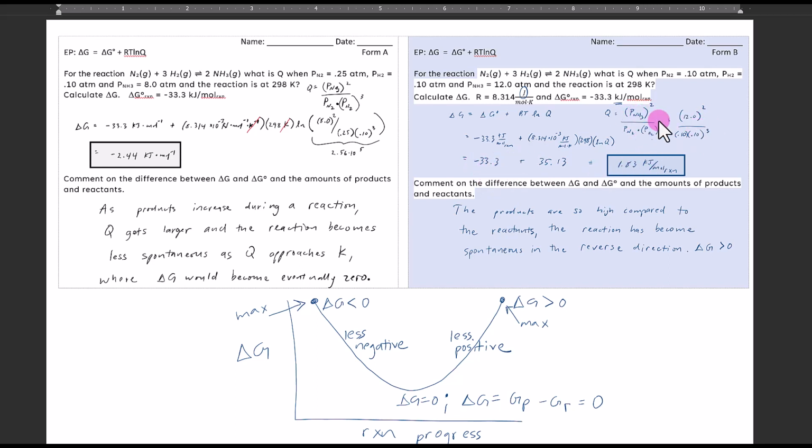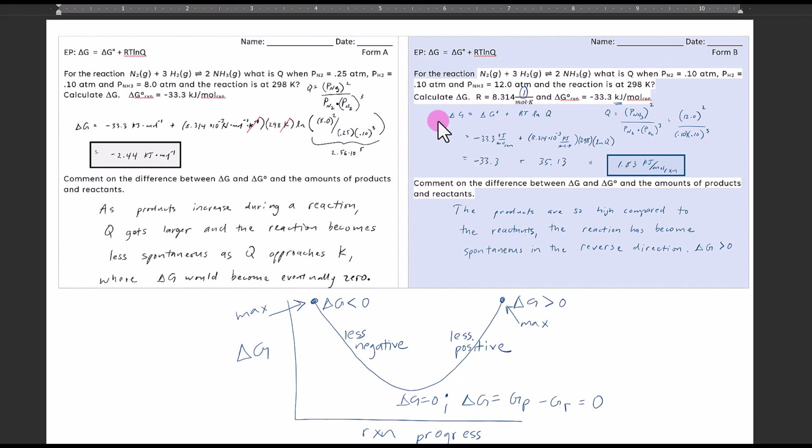So Q actually got bigger because this is bigger, these are lower. And so this RT ln Q got so big and positive, it actually was more positive than this. So that means the reaction under standard state would be like up here. But in this case, we have the products so high, reactants so low, that you're actually over here on this side of this U-shaped curve. And if you made this even higher and these even lower, then you'd be even higher up here and less spontaneous in the forward direction. Okay, so over time, this reaction would go right to left and make the reactants until it got to this point.